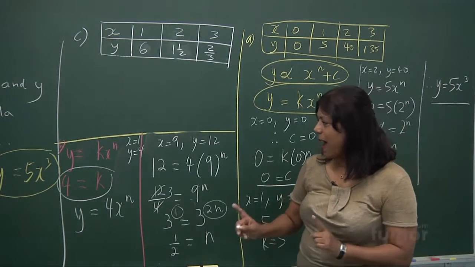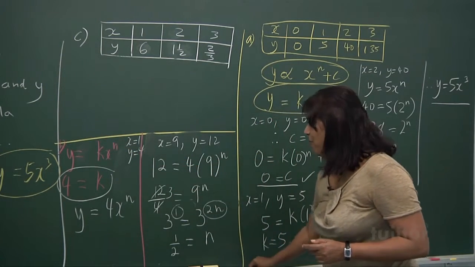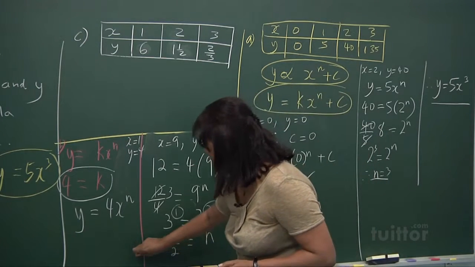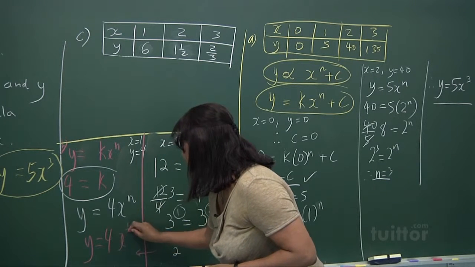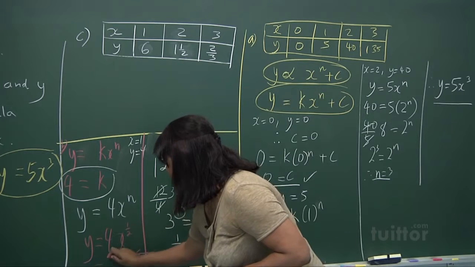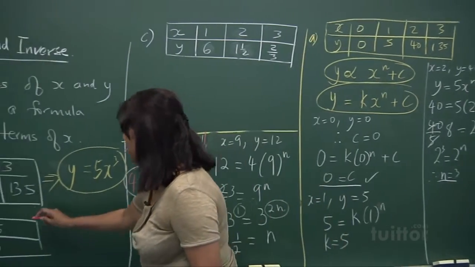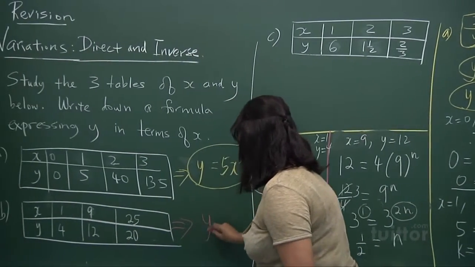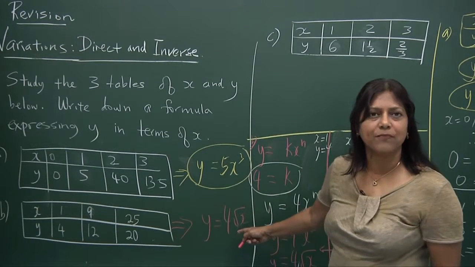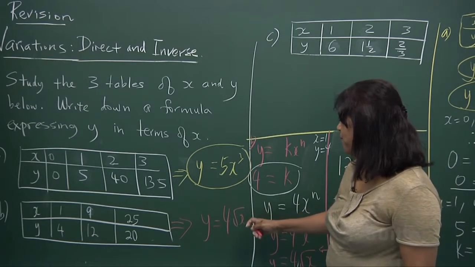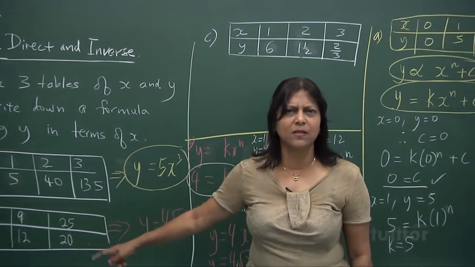So you can see that you found k, you found n. Therefore, we go backward here: your y is going to be 4x to the power of a half. In other words, y is 4 times the square root of x. Let's test it with these numbers to see if it's true. When x is 25, the square root of 25 is 5, and 5 times 4 is 20. And that fits well.